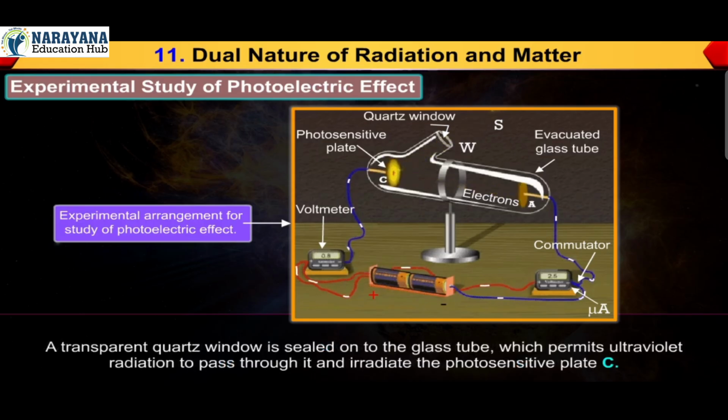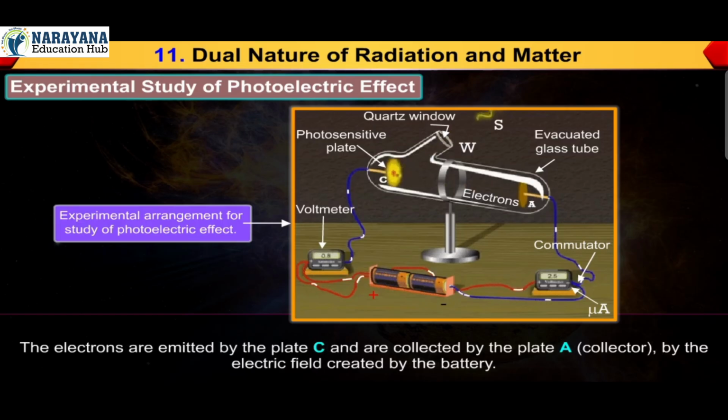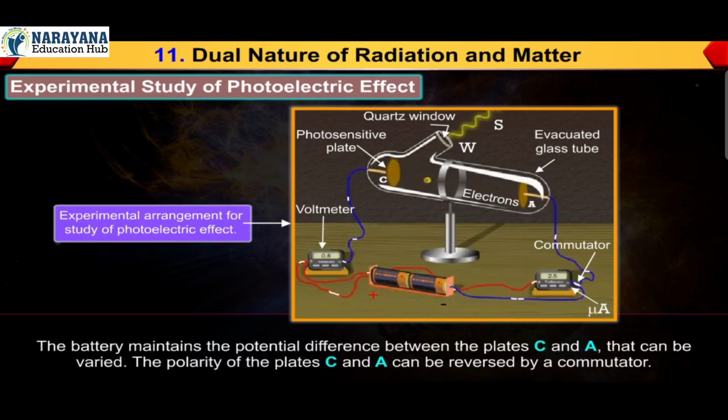A transparent quartz window is sealed onto the glass tube, which permits ultraviolet radiation to pass through it and irradiate the photosensitive plate C. The electrons are emitted by the plate C and are collected by the plate A, that is, the collector, by the electric field created by the battery. The battery maintains the potential difference between the plates C and A that can be varied. The polarity of the plates C and A can be reversed by a commutator.